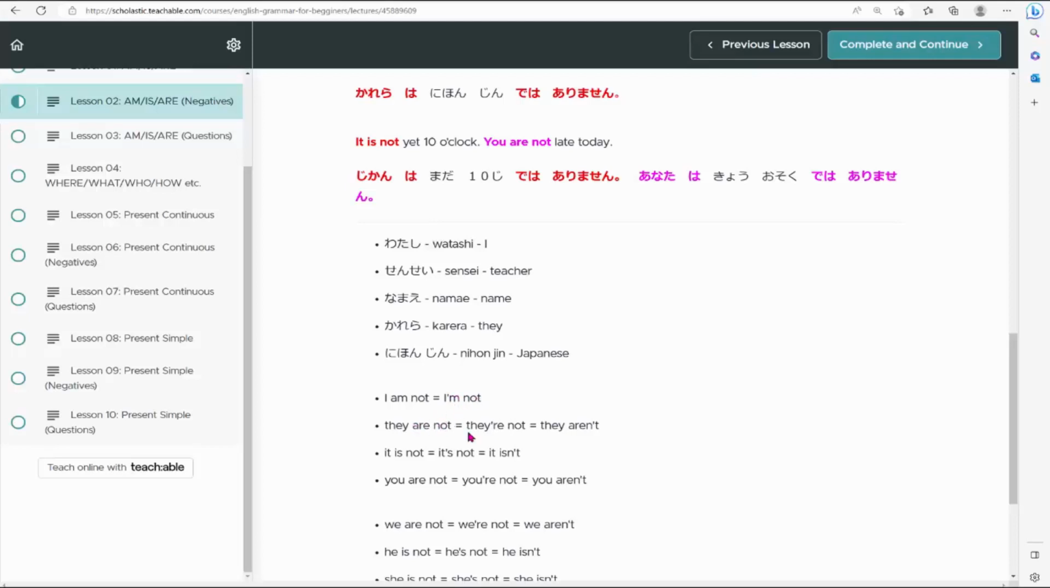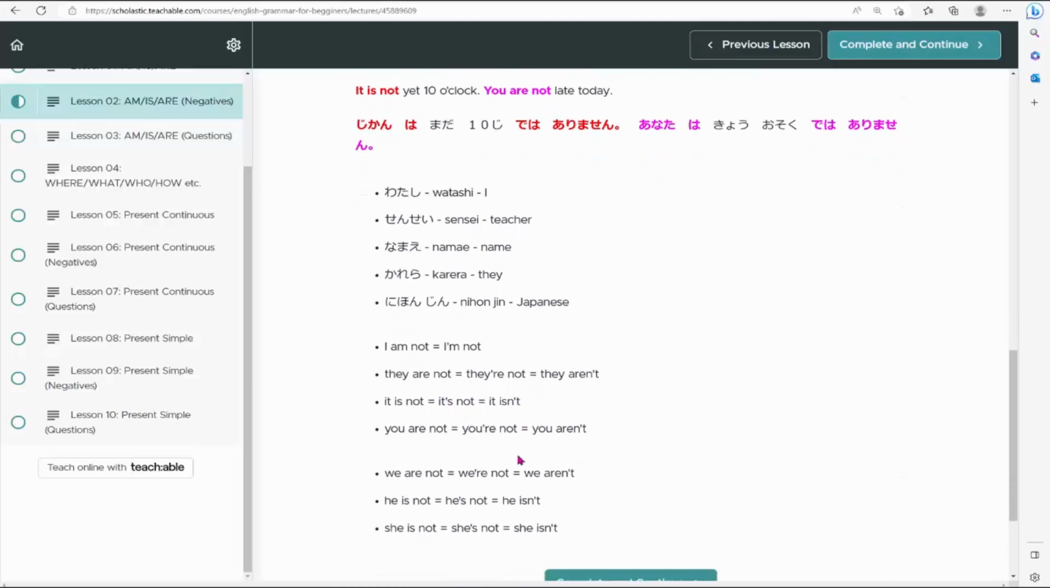"They are not" can be written as "they're not" or "they aren't." So "they are not" can be written in these 2 forms. Please have a look. And "it is not" can be written as "it's not" or "it isn't." So there are different forms of writing the same thing. "You are not" can be written as "you're not," equal to "you aren't."